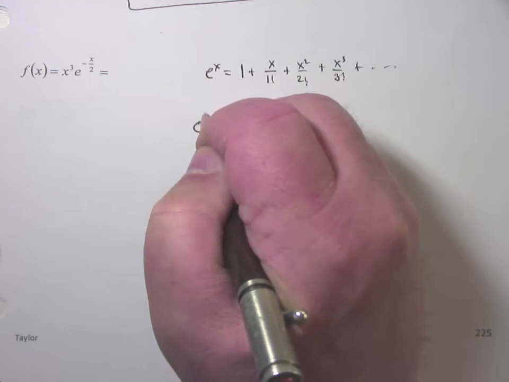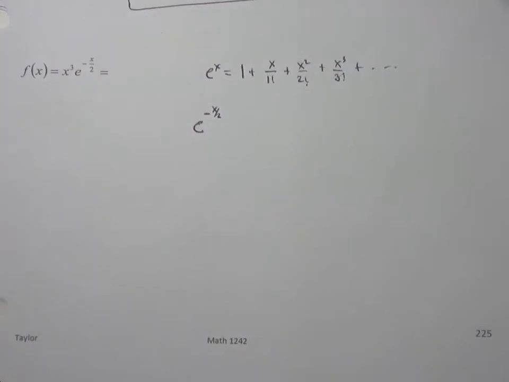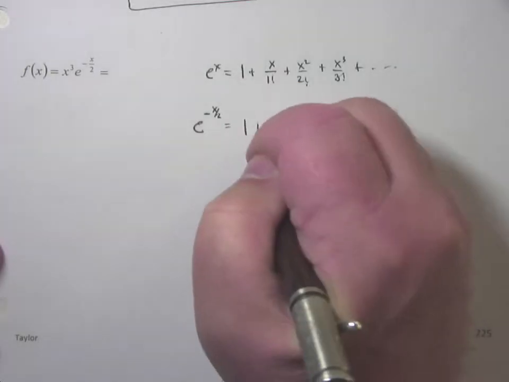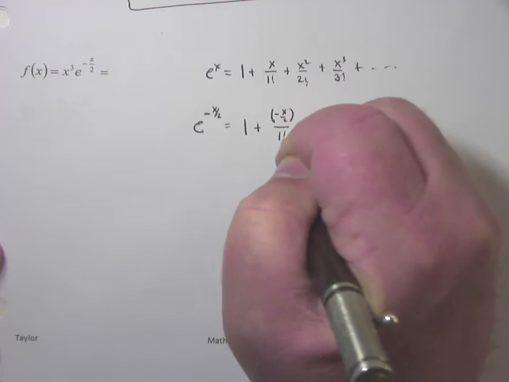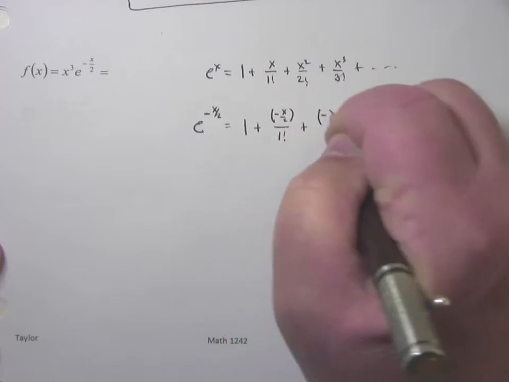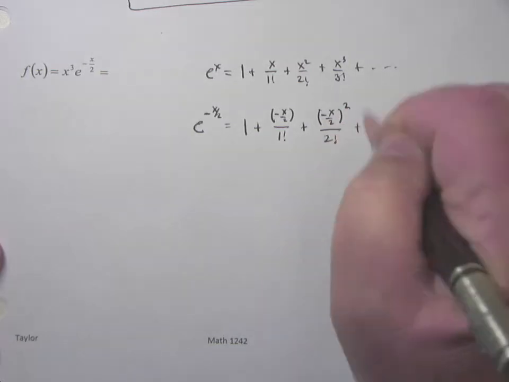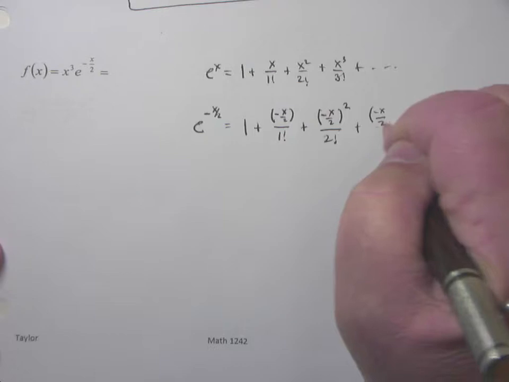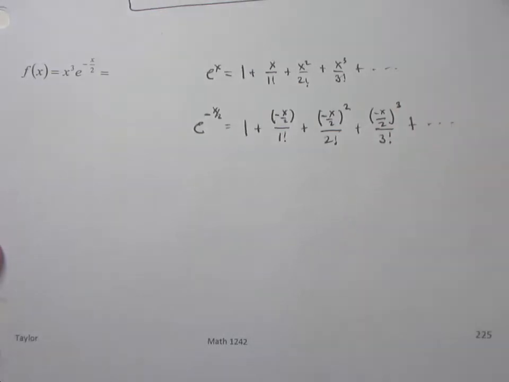So to create this Maclaurin series for e to the negative x over 2, again, classic computer science, all I do is substitute. I'm going to replace x with negative x over 2. This will give me 1 plus negative x divided by 2 over 1 factorial, plus negative x divided by 2 squared over 2 factorial, plus negative x over 2 cubed over 3 factorial, plus dot, dot, dot.